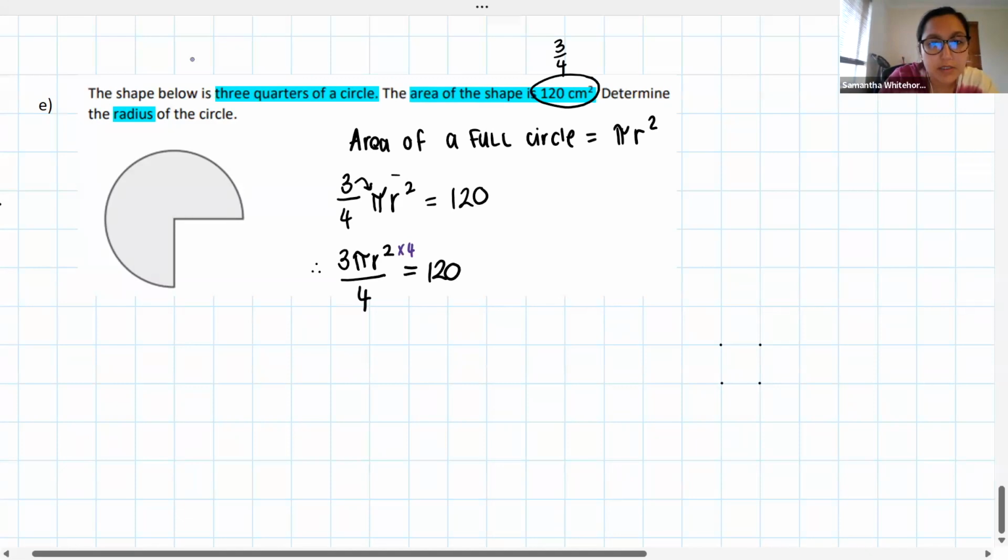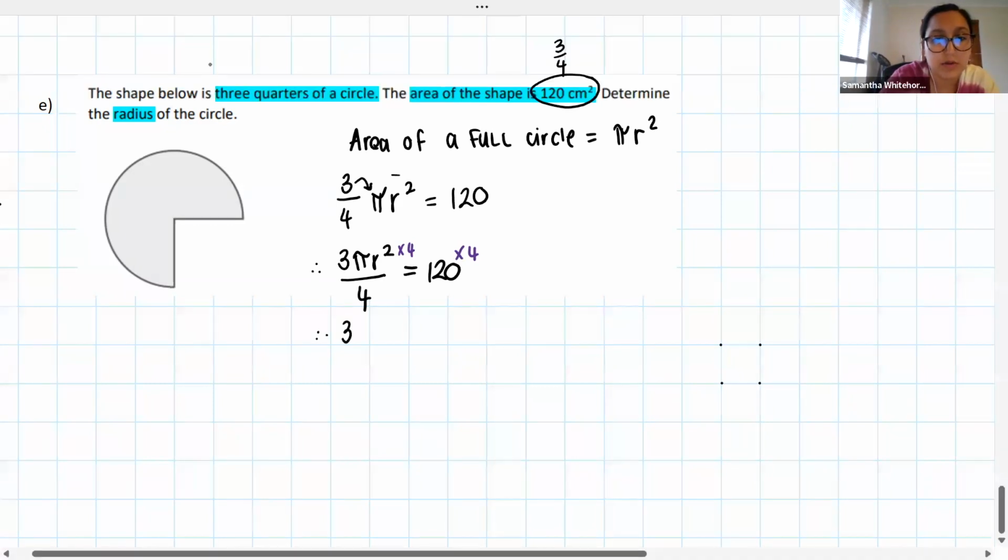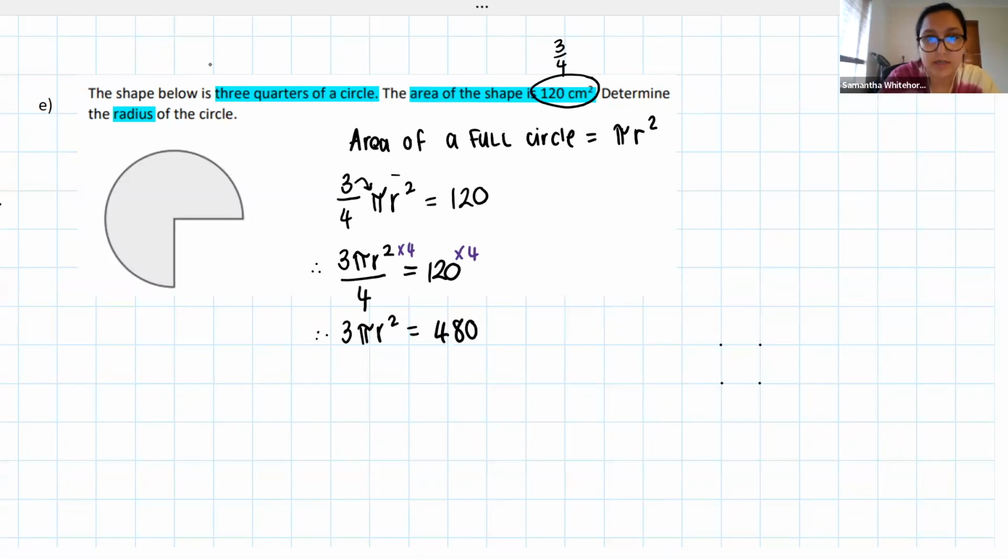First thing I'm going to do is times both sides by 4, which means that we get 480, I think. Yep, 120 times 4, then 3 pi r squared is equal to 480. Next we're going to divide both sides by 3 pi. Now remember, pi is a number. We just use a symbol to represent it because it goes on to infinity. We can't write all of pi, so we just use a symbol.